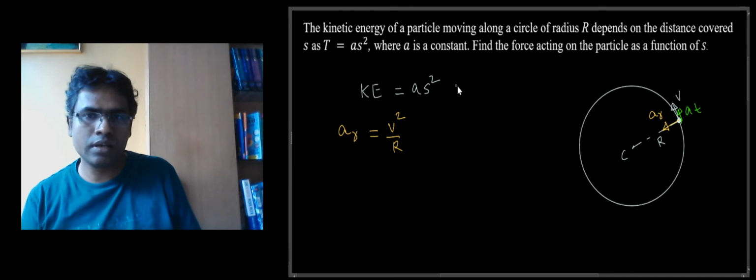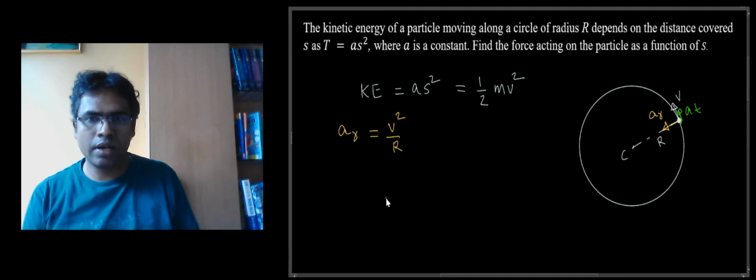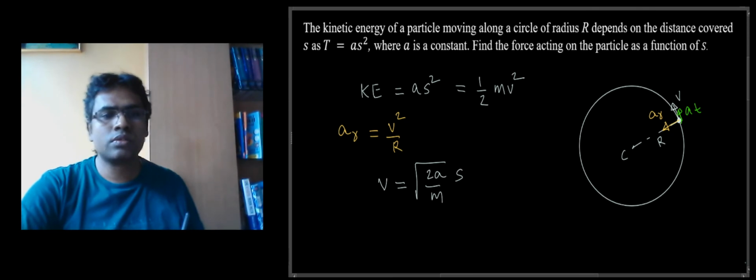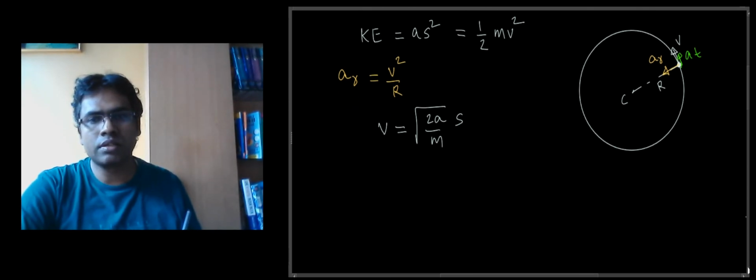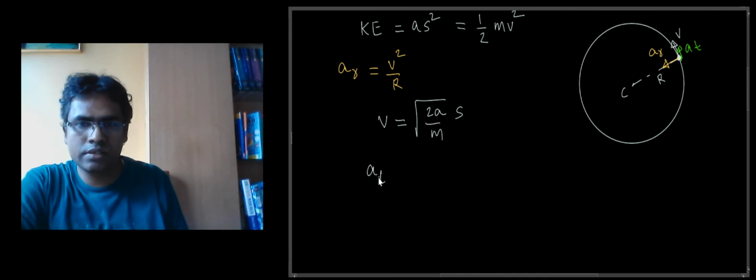If I take this kinetic energy as half mv squared, I can write the velocity of the particle as square root of 2a by m into s. So this is the speed of the particle along the circle. Now if I take a time derivative of this, on the other side I'll get acceleration, but this will be the tangential acceleration. So the tangential acceleration is dv by dt.